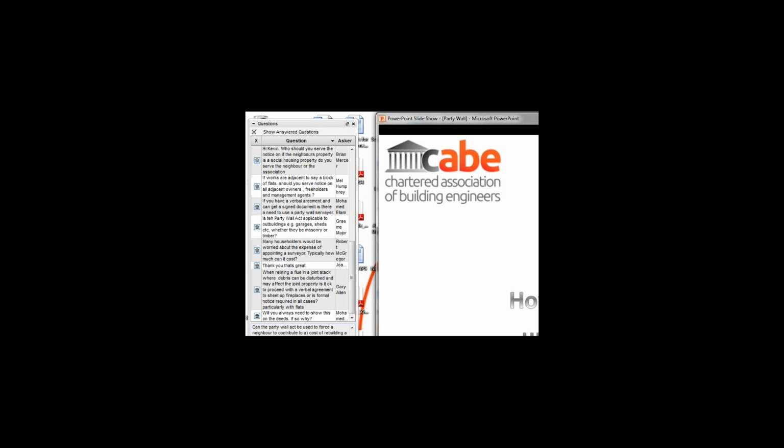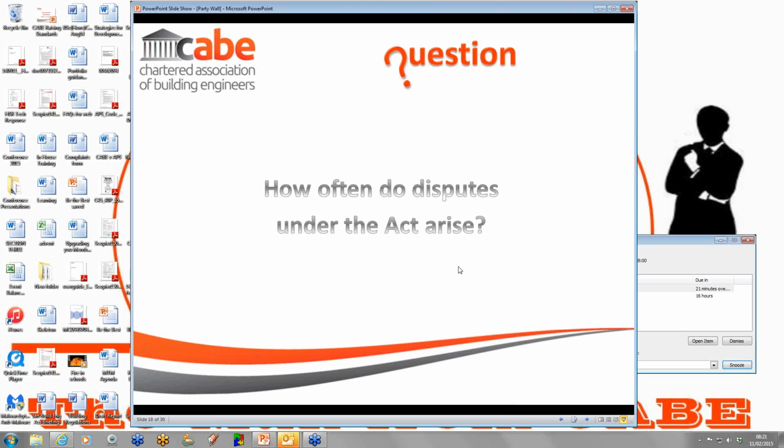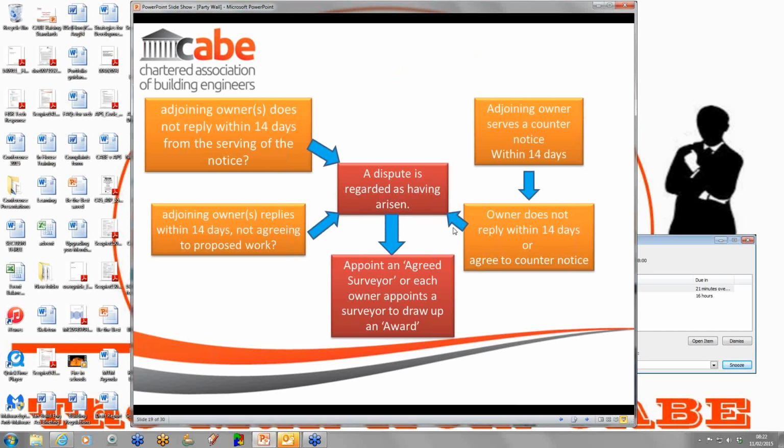if we look at what does happen once we start dealing with notices, a dispute can occur either because there is a genuine issue, or simply because the adjoining owner hasn't responded. So if a notice is served and the adjoining owner or owners haven't responded within 14 days, then it's automatically considered that a dispute has arisen. Similarly, if they do respond within that 14-day period but they're not agreeing to the proposed work, then again we're into a dispute. You can also get a situation where, having received the notification, the adjoining owner will serve a counter notice, and again, if that counter notice isn't responded to, then we're into a dispute situation.